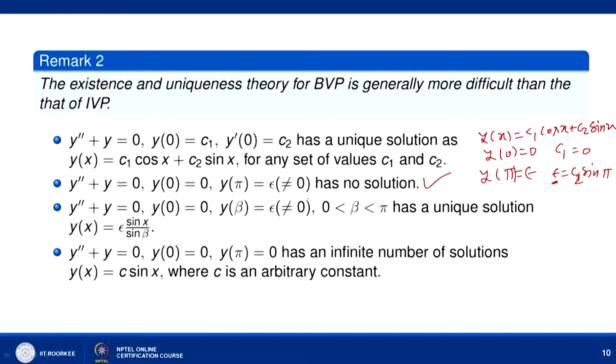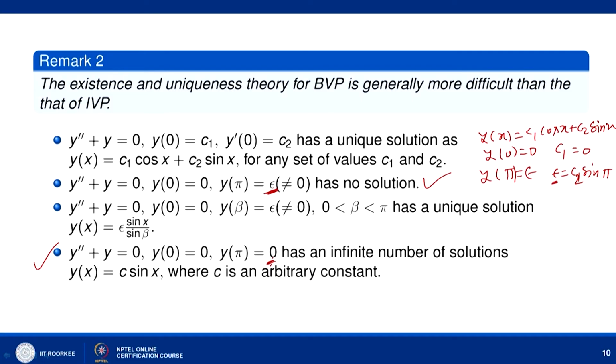But suppose you look at this case, where y double dash plus y equal to 0, y(0) equal to 0, y(pi) equal to epsilon. Here we have taken the value epsilon, but if you take epsilon to be any value, maybe very small, still it will have no solution. But if you take epsilon as 0, then we can easily check that it has infinitely many solutions.